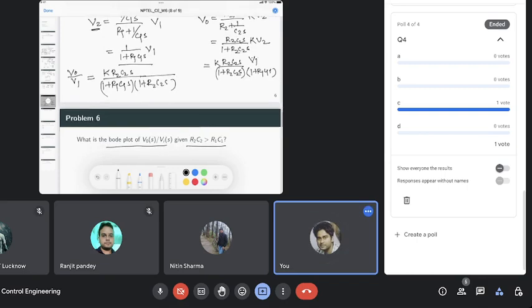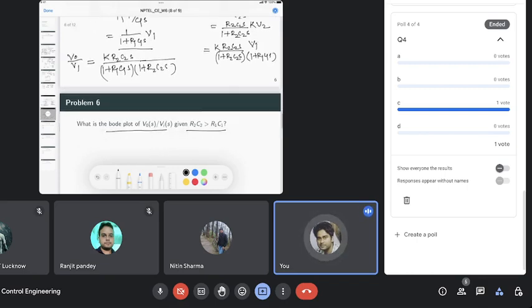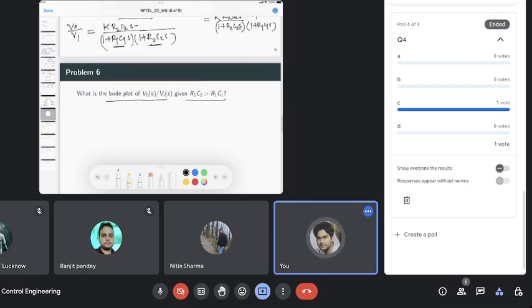Okay, so to plot this, you see that these are the two corner frequencies, right? 1 by R1 C1 and 1 by R2 C2 will be the corner frequencies, because we want to plot this, and two poles are there and one zero is at the origin. So the initial slope will be what then?